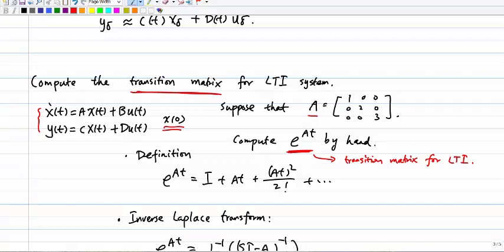The first one, you can use the definition, because I know e to the At has a definition of identity plus At plus At squared divided by 2 factorial plus At cubed divided by 3 factorial, and so on and so forth. You can do that. It's a little bit complicated, okay?